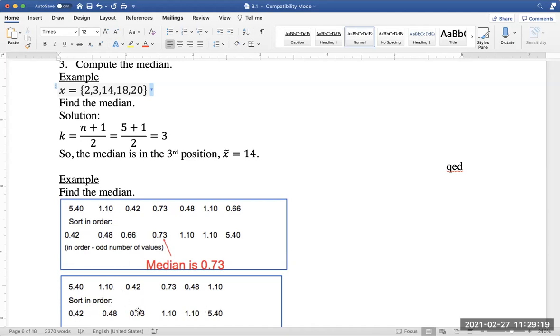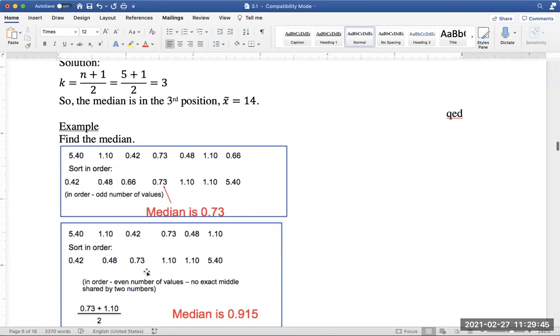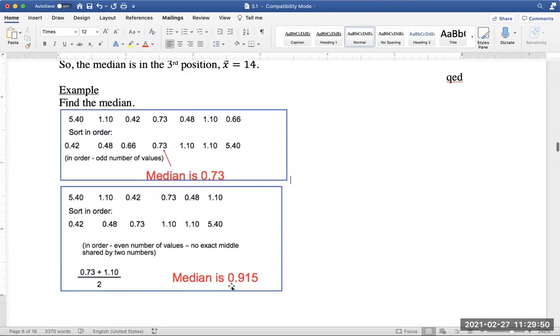1, 2, 3, 0.5. So it's somewhere here. So now the question is, well, what do you do if it's halfway in between? And the answer is, I don't know. And so there are many ways that we will deal with this. One way is the obvious way. You take the two numbers and divide by two to give you that the median is 0.915.